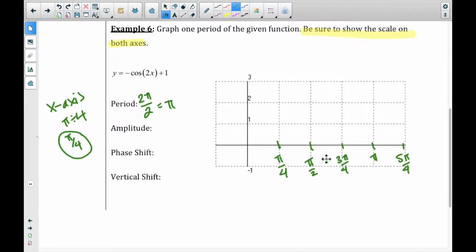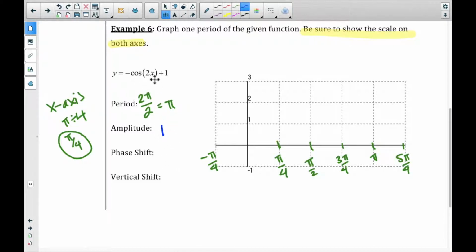So I'm going to count by pi over 4s. So 1/4, 2/4, 3/4, 4/4, 5/4. And then going in the negative direction, negative pi over 4 is over here. All right, that's my period. That is my x-axis. The amplitude, it's 1. It is an absolute value. That is, the negative sign, it's just an absolute value. That's a -1, but the amplitude is just 1.